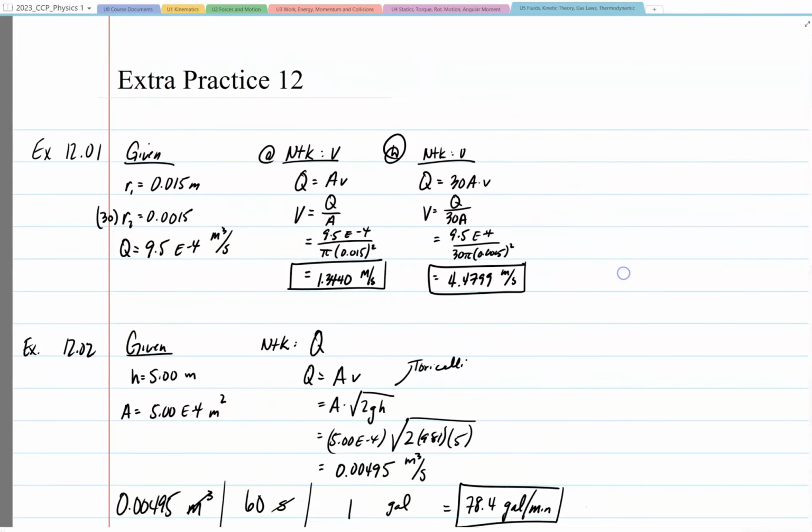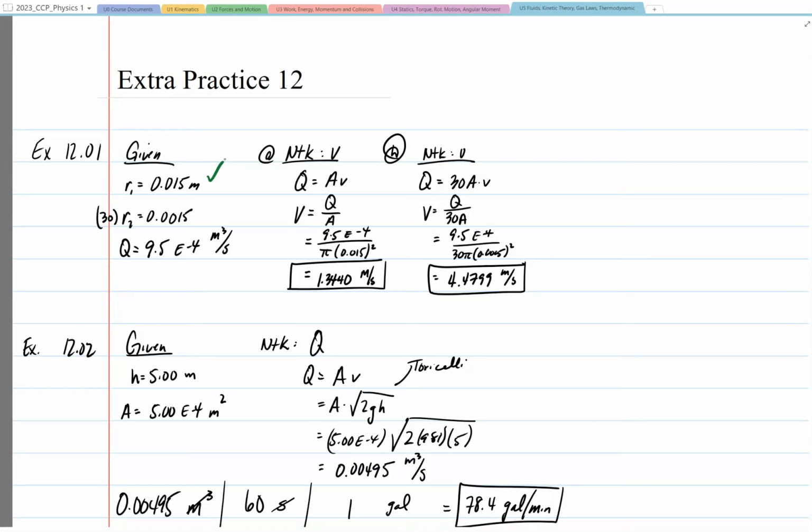Okay, in this video we're going to talk about the extra practice problems from Chapter 12, and this has to do with our fluid dynamics, or fluids in motion. Example 12, number 1, said that we have a garden hose with an inner radius of 0.015 meters. They told us that it was 1.5 centimeters, so I've already made that conversion.